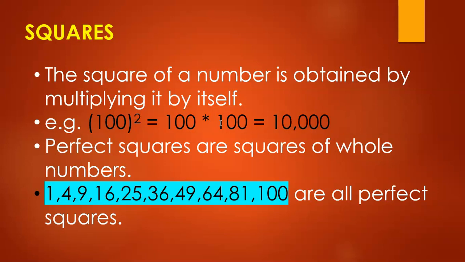And perfect squares are squares of whole numbers. For instance, as I've mentioned below, 1, 4, 9, 16, 25, which are nothing but squares of 1, 2, 3, 4, 5, which are whole numbers, are all perfect squares.